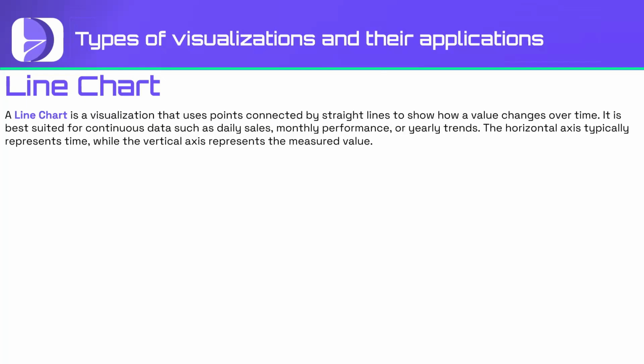A line chart is a visualization that uses points connected by straight lines to show how values change over time.